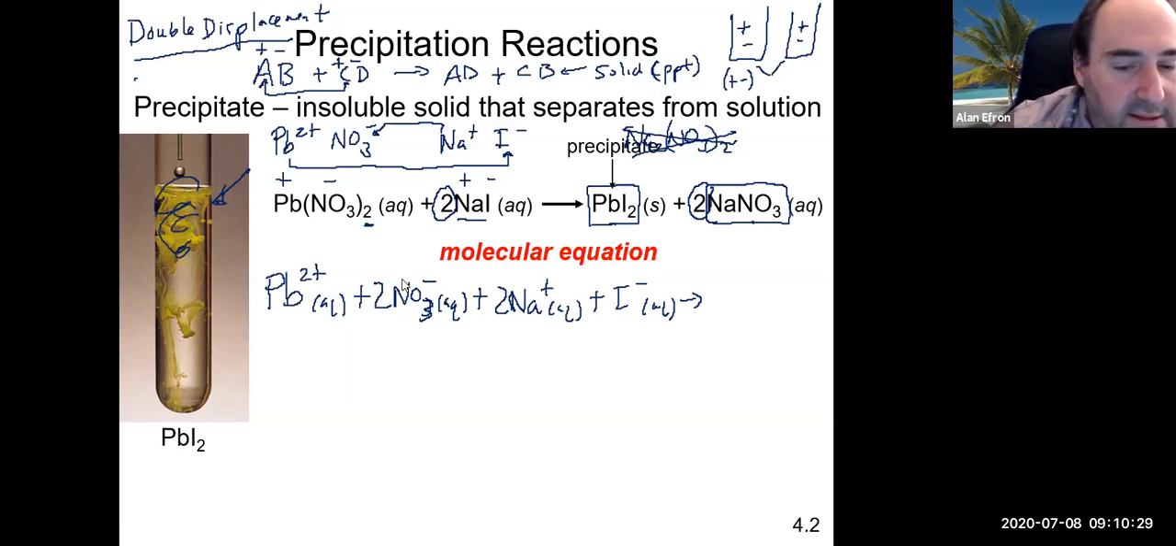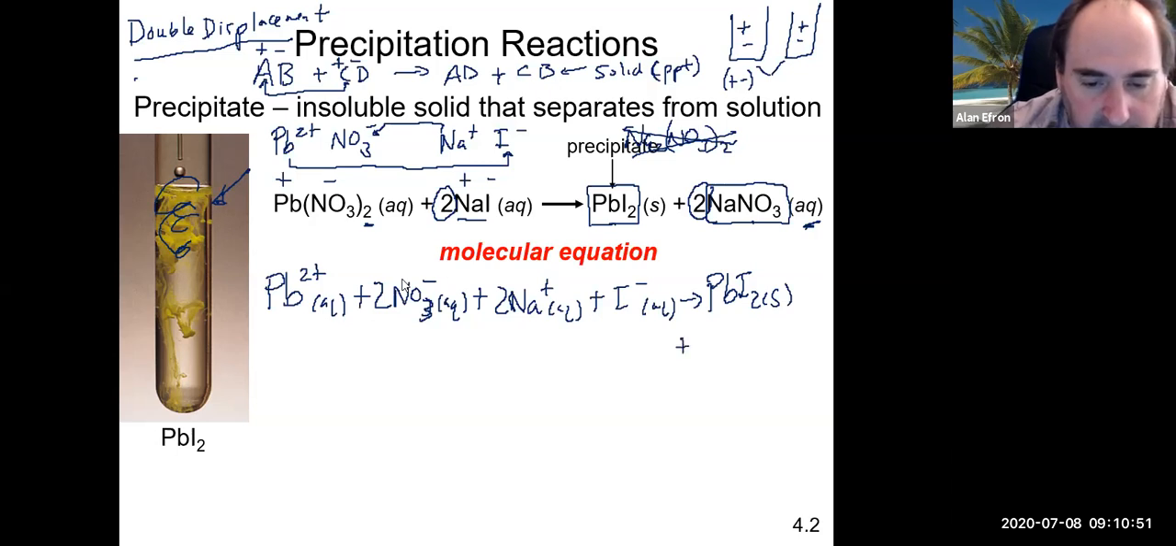So when you write this type of equation, which you're writing right now, anything that's a solid, anything that's a pure liquid, and anything that's a weak electrolyte will actually stay together. So here we would keep that PbI2 together because it's a solid. But this guy is aqueous and would break apart. And I'll just write it down here since I ran out of room. We would get 2 sodiums and 2 nitrates as well.